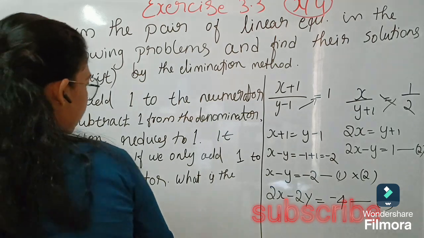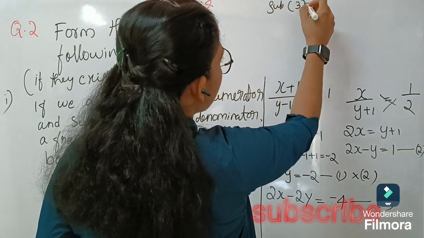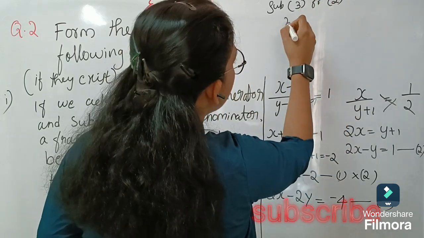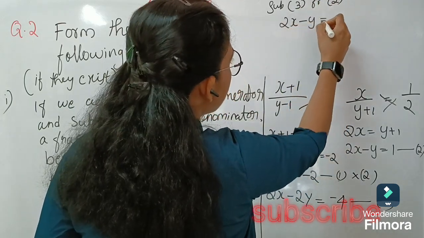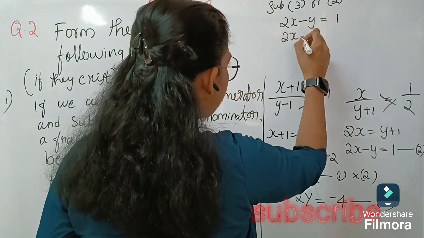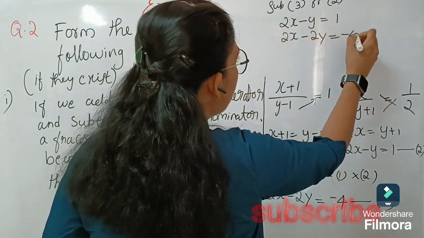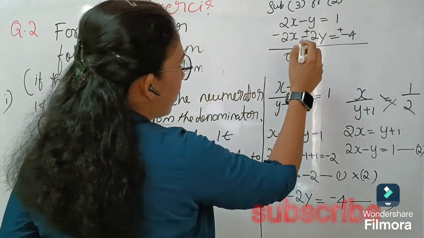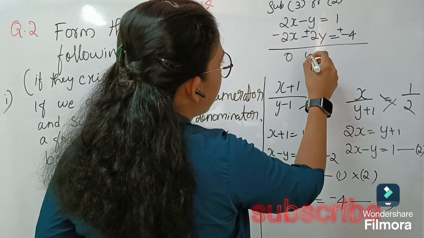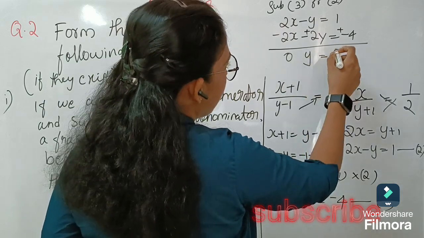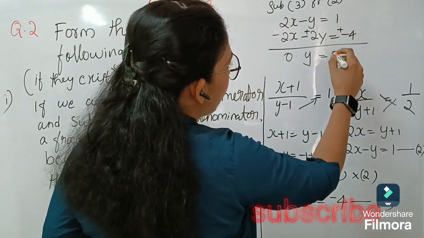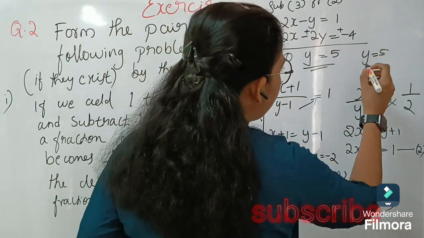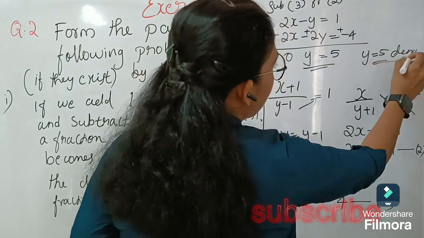Then subtract equation 3 from equation 2. 2x minus y is equal to 1, and 2x minus 2y is equal to minus 4. The signs are changed, so the x terms give 0. 2y minus y is y, which is equal to 1 plus 4, which is 5. That is y is equal to 5, so the denominator is 5.